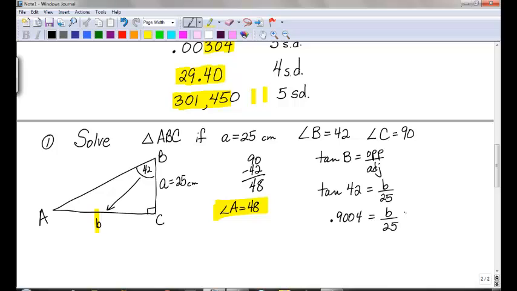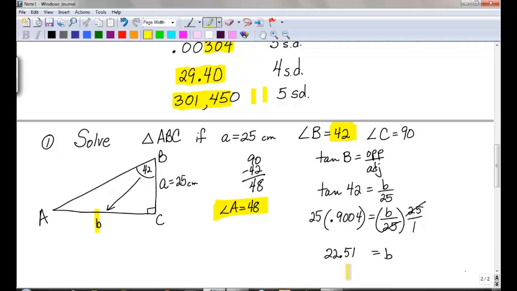Now, I read that B over 25. Really, I should read it B divided by 25. What's the inverse of division? Multiply. Multiply by 25. Now, you don't have to show this because you're going to do it on the calculator. Okay? So what you're really doing is multiplying by 25 on both sides. So take what's on the calculator times 25. Okay? And I get 22.51.